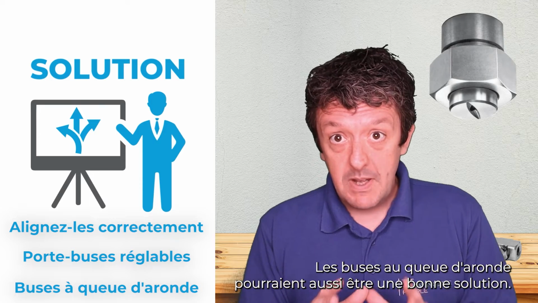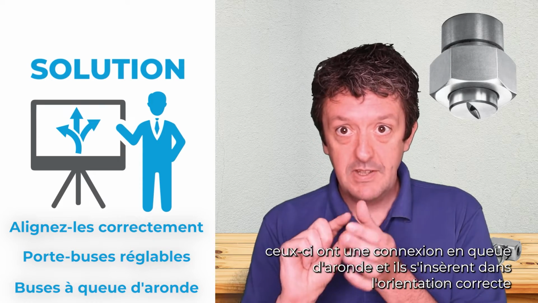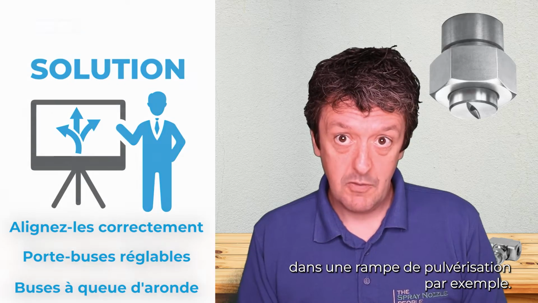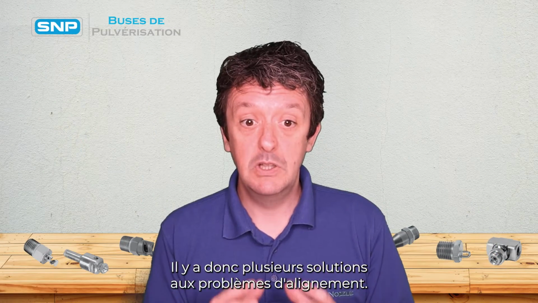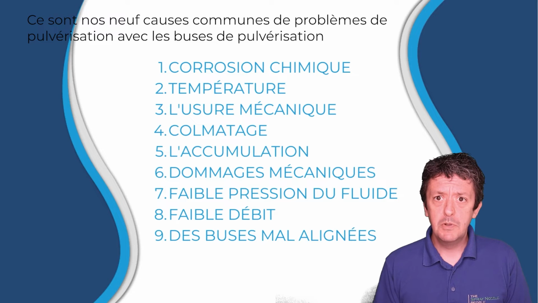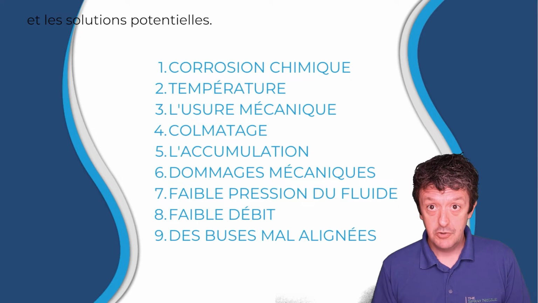Dovetail nozzles might be a good solution as well. Rather than have a thread, you have a dovetail connection, and these will slot in the correct orientation in your spray bar, for example. So there's a couple of solutions there to alignment problems. Those are our nine common causes of spray problems with spray nozzles and their potential solutions.